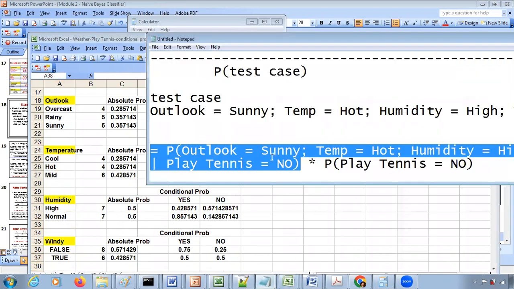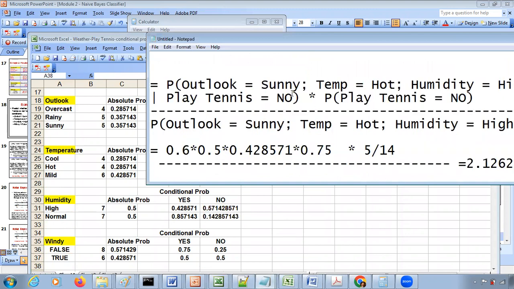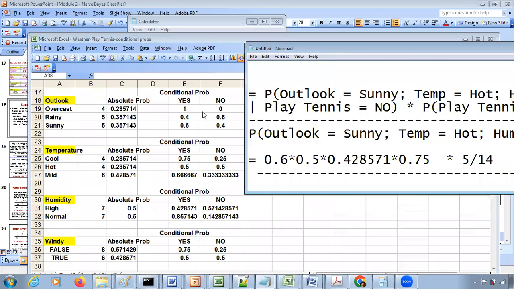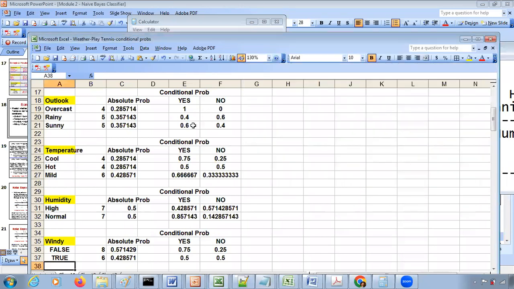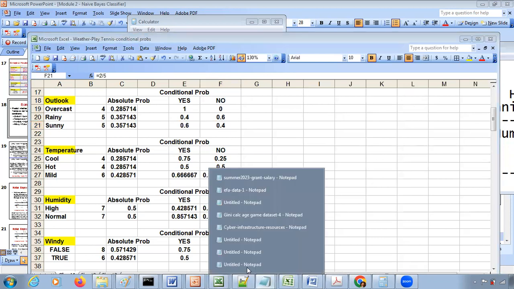So for class equals no, what's the probability for outlook to be sunny? This is the no class. Remember the feature values are still the same, outlook is sunny. For yes we have 0.6, for no it's going to be 1 minus that 0.6, which is 0.4.